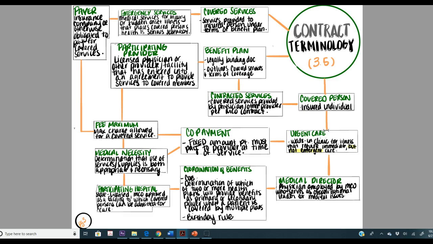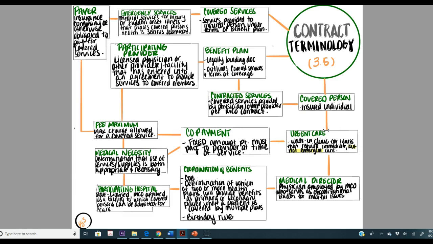My insurance will always be primary because my birthday is in May. My husband's insurance will always be secondary because his birthday is in December. So my insurance will pay everything first. His insurance will come through as secondary and pick up everything that my insurance did not pay, ideally, and be the secondary payer. So that's how the birthday rule works.